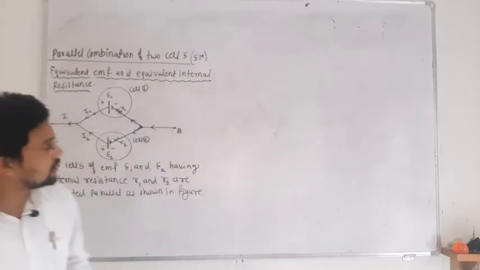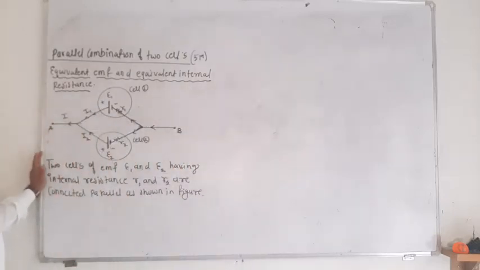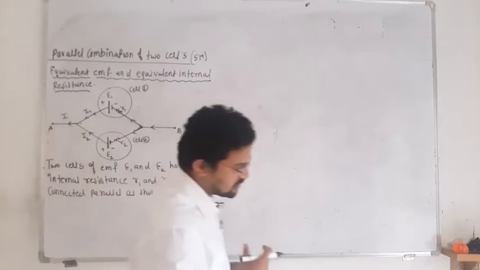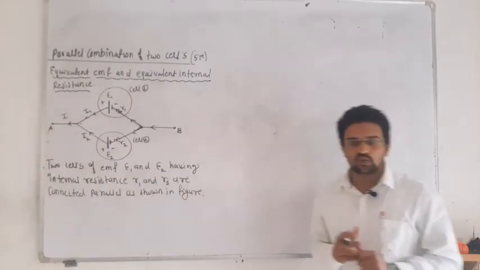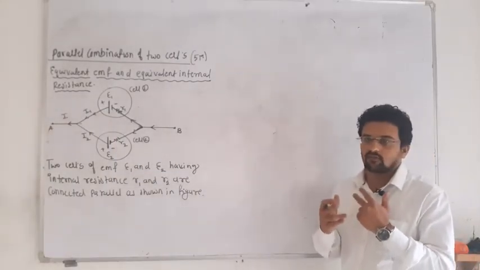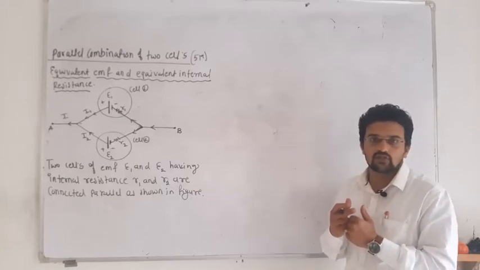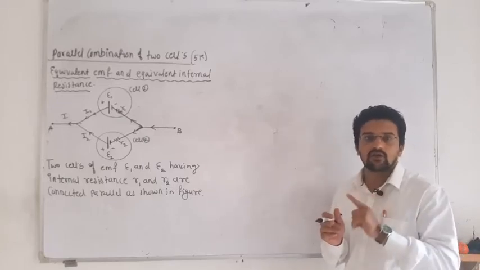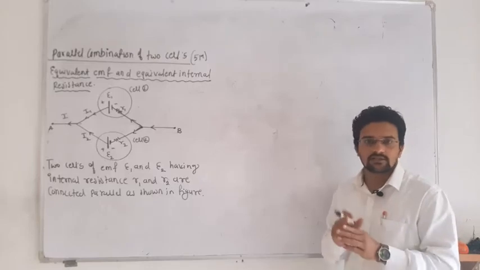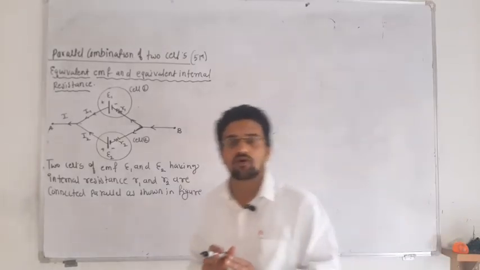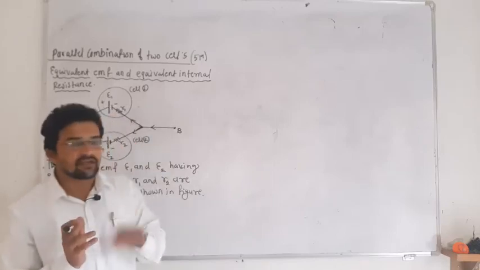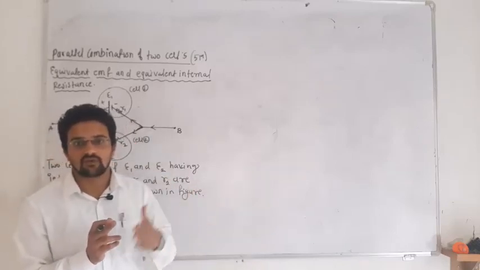So now we have already started with the cells. In the last video we have seen the cell, the EMF, the internal resistance of the cell, and the combination of cells. Combination of cells means two cells can be joined in two ways: one is parallel combination and another is series combination. Unlike resistors or capacitors, you can connect them in series or in parallel, and then you have already found the effective resistance and effective capacitance.